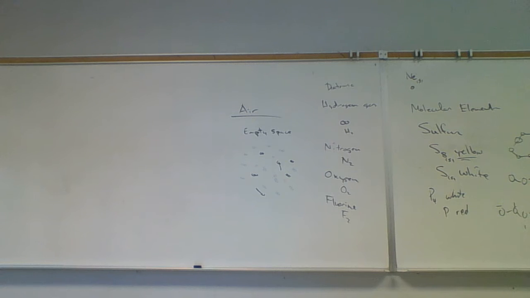Then we have molecular. Molecular elements would be like sulfur, S8, but not white. White sulfur is not molecular. White sulfur is neither atomic nor molecular. What do we call it? More of a kind of lattice, an amorphous lattice kind of thing. It just extends out.